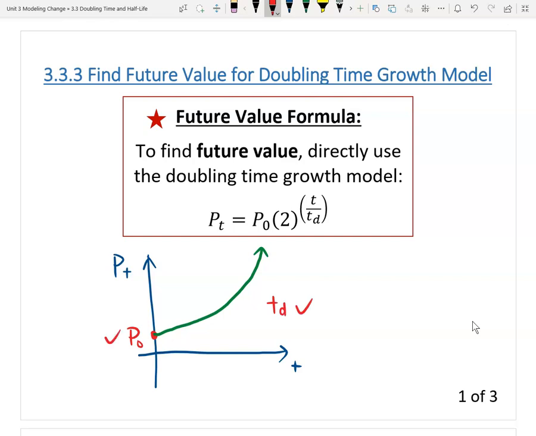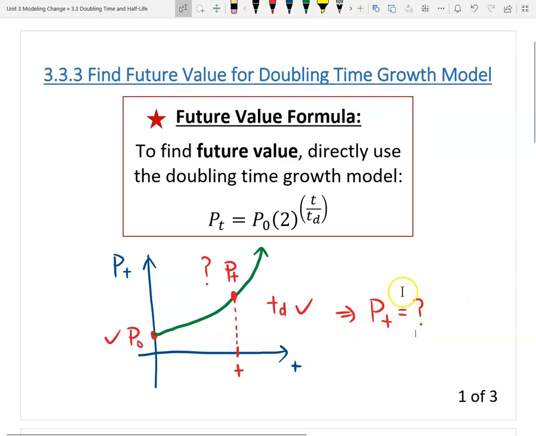Now we have this question. Given any specific time t, do you know what is the y value, or what is the value of your model, which is what is Pt? Okay, that's the question. We need to find out what is Pt. Pt we call the future value. Okay, how? We just use the formula.